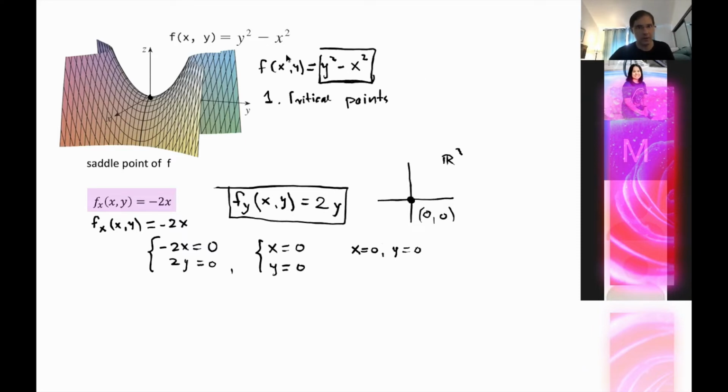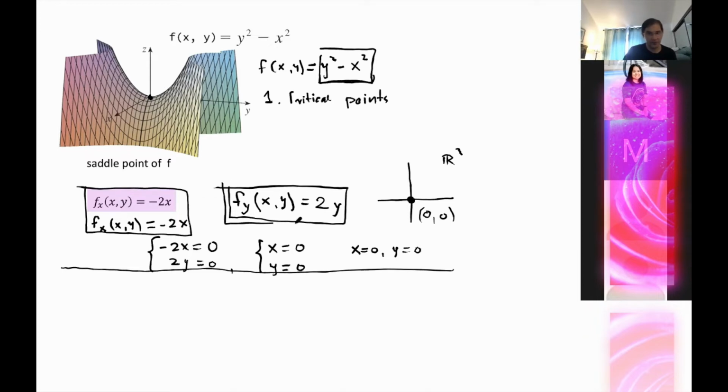Thank you. So let's see, we have only one critical point, which is (0, 0). Now I have to use the second derivative. So now I have to compute the second derivative. This is my first derivative with respect to x. This is my first derivative with respect to y. Now let's take this function fx, and let's compute the x derivative of this function.